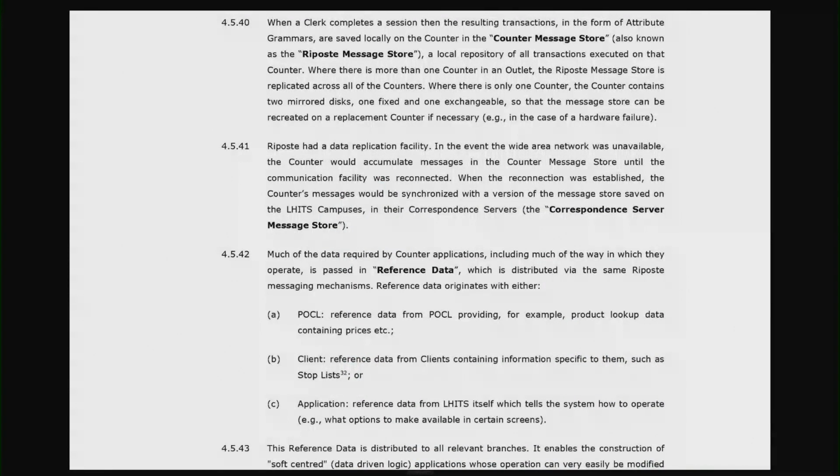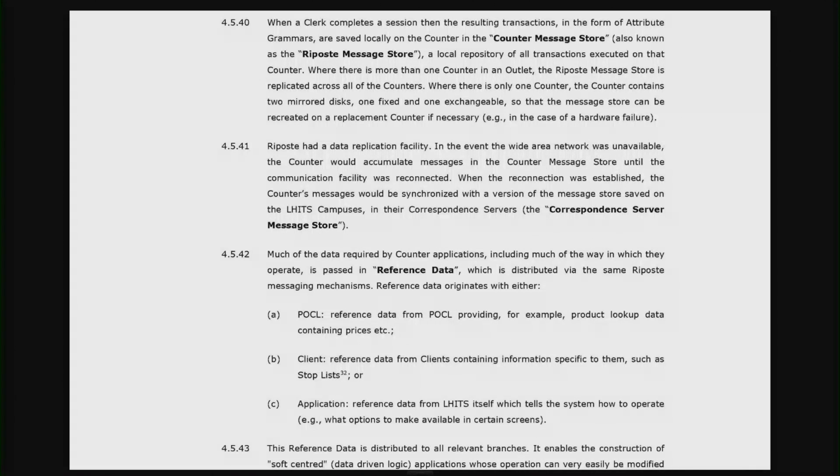Thank you. In that paragraph, subparagraph 41, you say that the counter's messages would be synchronized with a version of the message store saved on the legacy Horizon campuses in their correspondence servers. Well, can you just explain what the correspondence servers were?